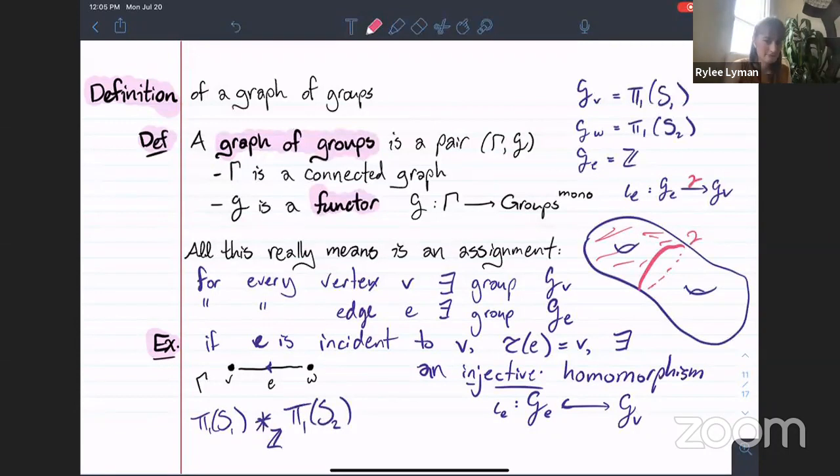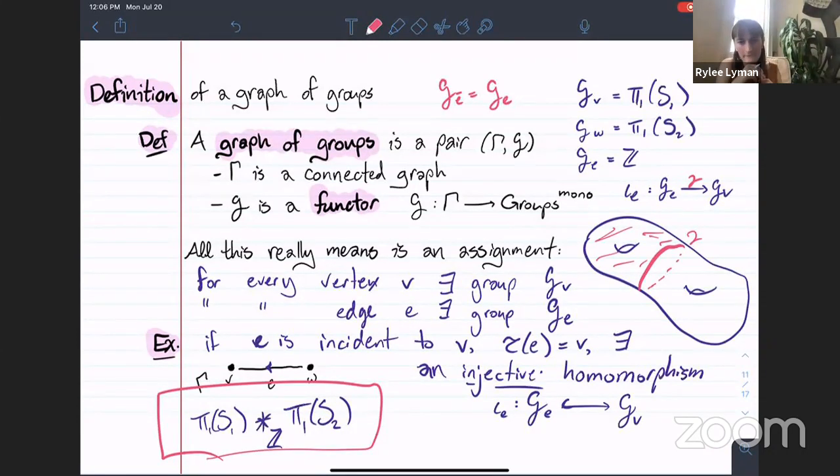So secretly, I'm spoiling one of the punchlines. Amalgamated free products will be examples of what we'll call fundamental groups of graphs of groups. Yes, that's right, I do want G sub E bar to be equal to G sub E. I will use this notation where I write iota sub E bar to send the group associated to the edge to the group associated to the origin vertex, so the terminal vertex of the edge in the opposite direction. Okay, cool.